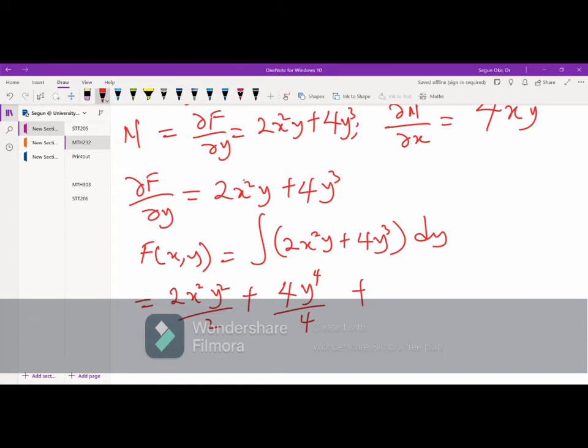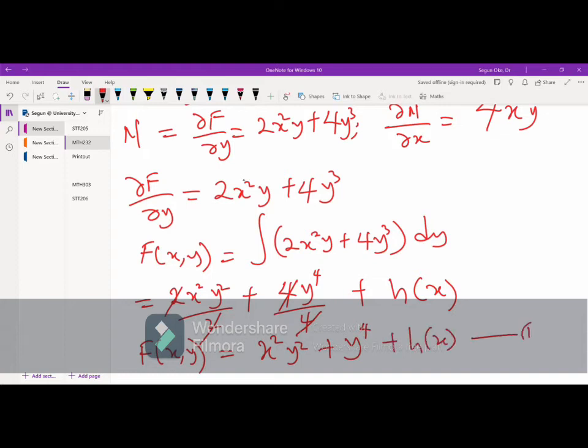C1, or C2, I don't know. Check your step. Plus what? Plus h of x. Go and check the step again. This cancels this, this goes with this. Are you getting it now? Yes, sir. Equals x squared y squared plus y raised to the power 4 plus h of x.